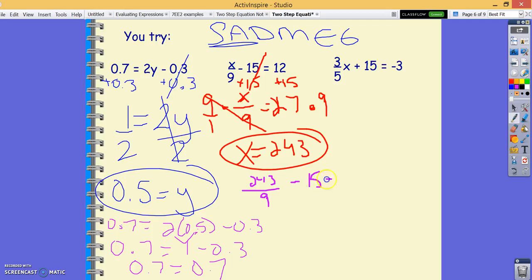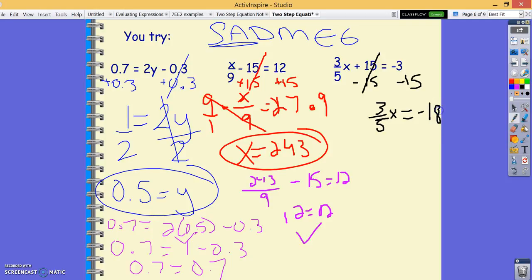And then when we subtract 27 minus 15, we do get 12. So this would work. 12 will equal 12. Okay, last example. The very first thing I'm going to do is subtract 15 from both sides. Then I'm left with 3/5 x equals negative 3 minus 15. That would be a leave, change, opposite. I've got 3 negatives and 15 more negatives.